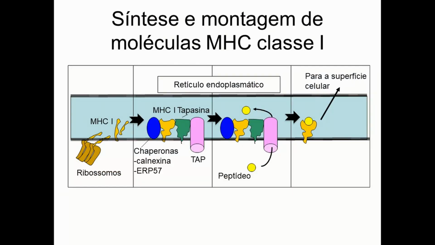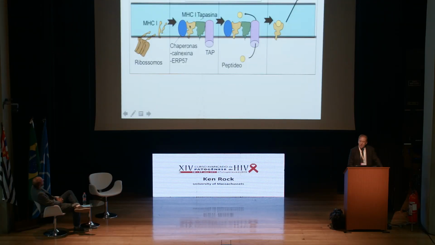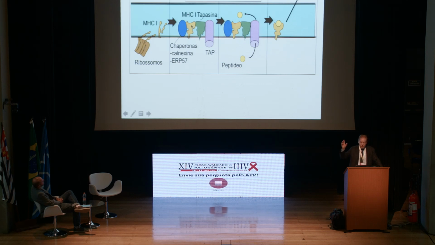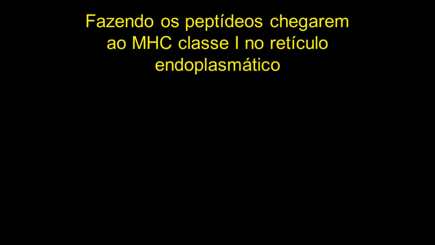So the class 1 molecules are transmembrane proteins, so these are co-translationally transported from ribosomes into the endoplasmic reticulum, where they assemble and fold into the structure I've shown you. And we'll come back to what's going on here, but I now want to talk about how they're going to get the peptides. So how is it that peptides can get into the endoplasmic reticulum?